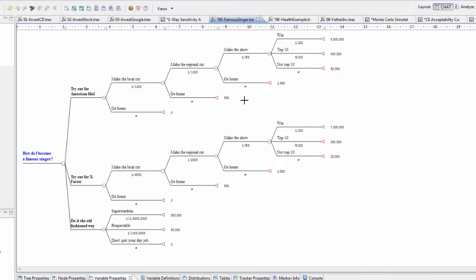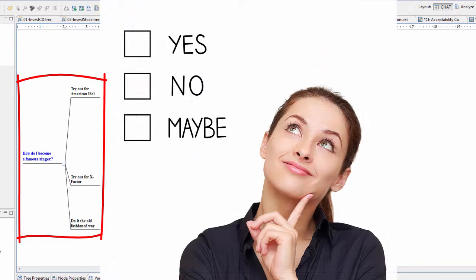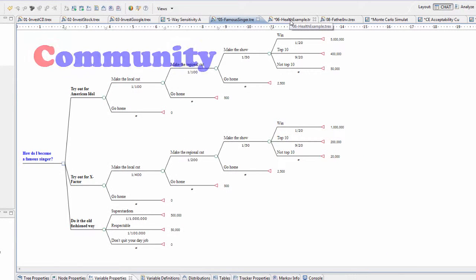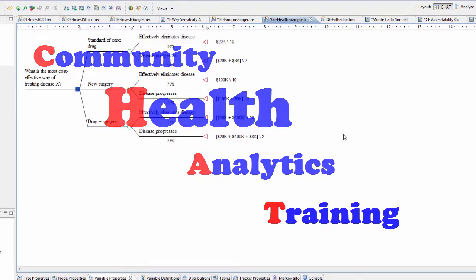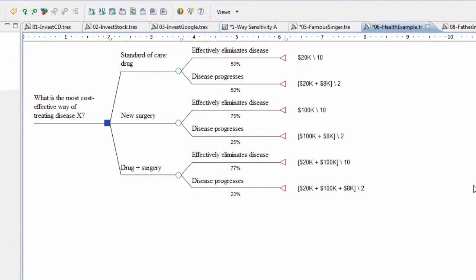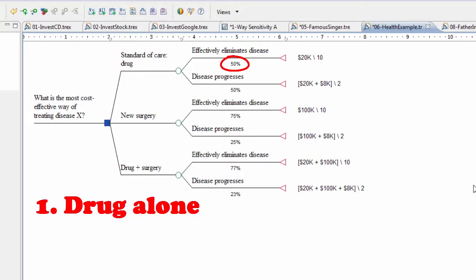So by now, you can appreciate the utility of decision analysis models in helping to make decisions. But in chat, we are focused on health analytics. So let's look at a more practical example. Here, we need to decide on the most cost-effective way of treating a particular disease. The current standard of care is to take a drug every month. As you can see, the drug is 50% effective at eliminating the disease if taken with full compliance, and it has no adverse side effects.